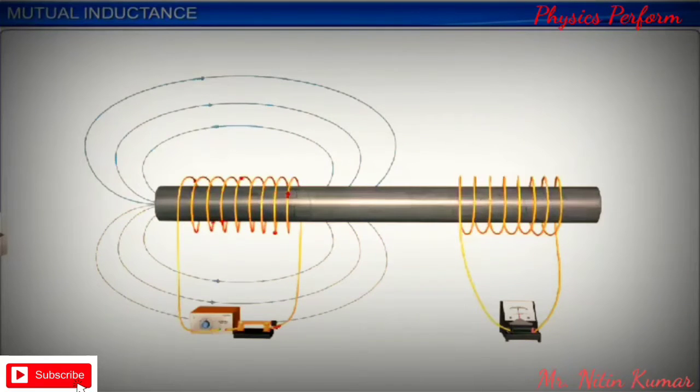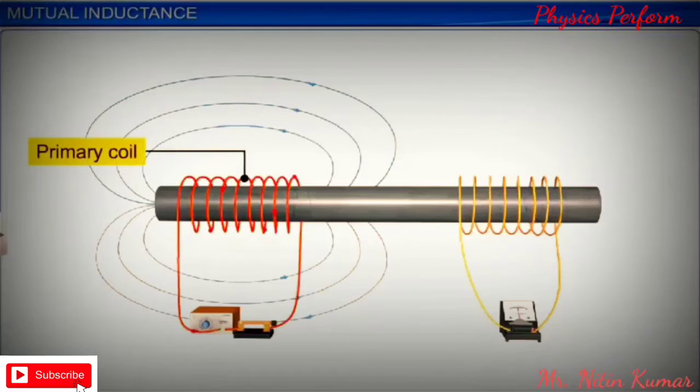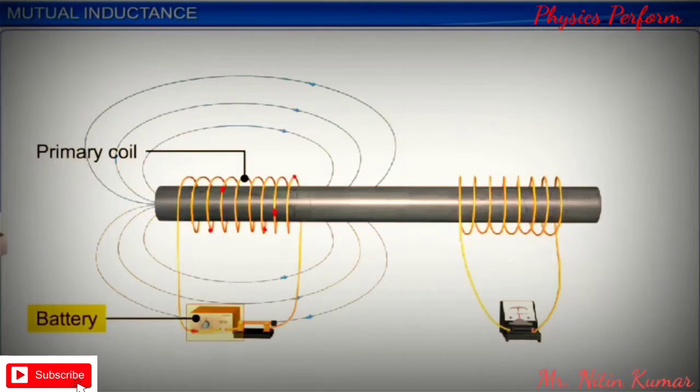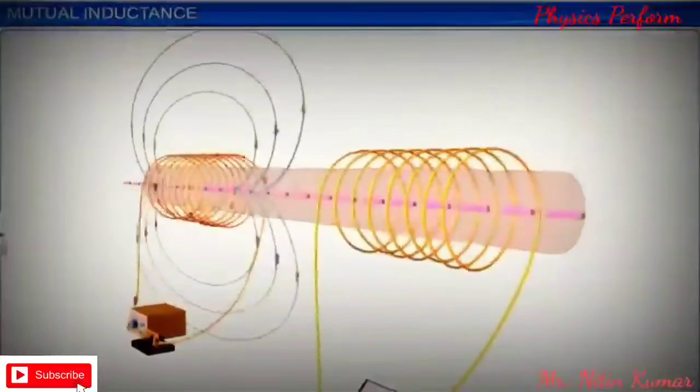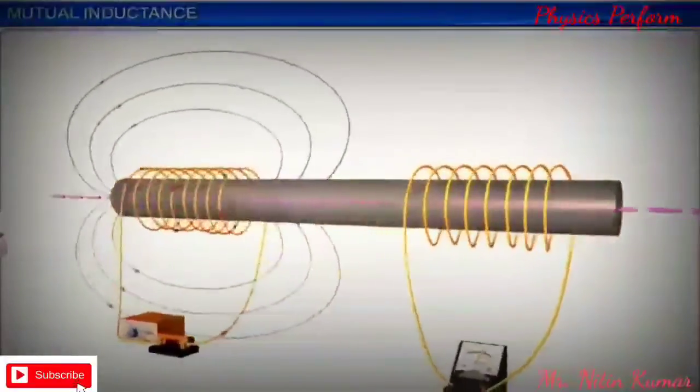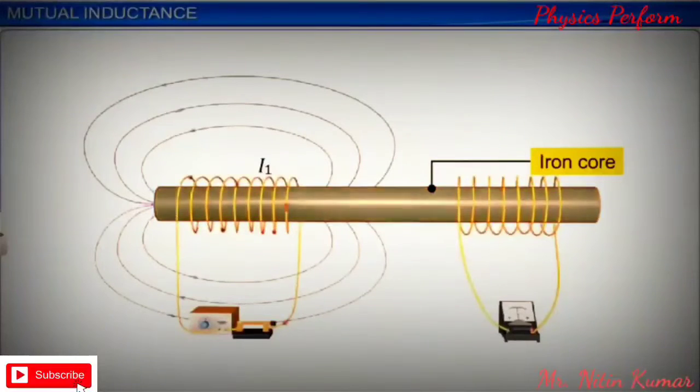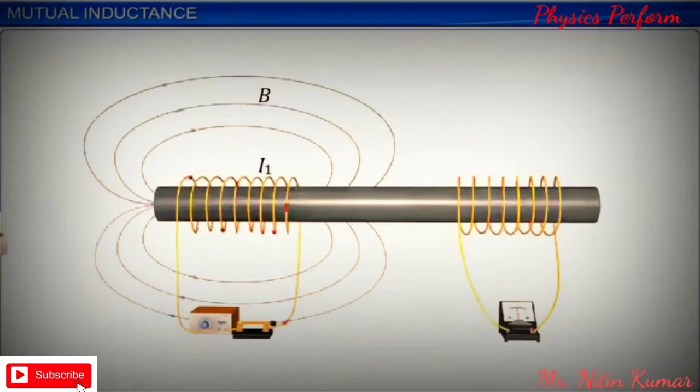Let us first understand the experimental setup that helps us demonstrate this phenomenon. The coil on the left is called the primary coil and is connected to a battery. Let the current in this coil be I1. The coil on the right is called the secondary coil and it is connected to a galvanometer. The primary and the secondary coils are placed coaxial and an iron core runs along the axes of the coils. Let B be the magnetic field strength due to the current in the primary coil.